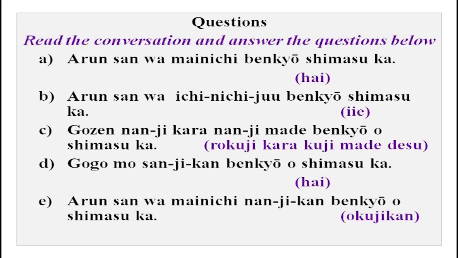Arun-san wa mainichi benkyou shimasu ka? Arun-san wa ichinichi jū benkyou shimasu ka? Gozen nanji kara nanji made benkyou shimasu ka? Gogo mo sanjikan benkyou shimasu ka? Arun-san wa mainichi nanjikan benkyou shimasu ka? So, these are the questions. I am sure you would have done them correctly. So, well, you can check with your partners as well now and see what you have done.